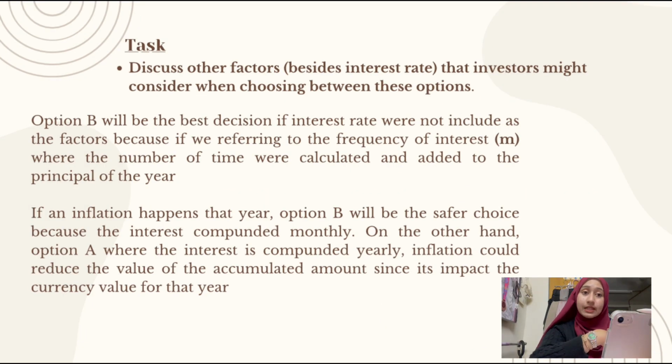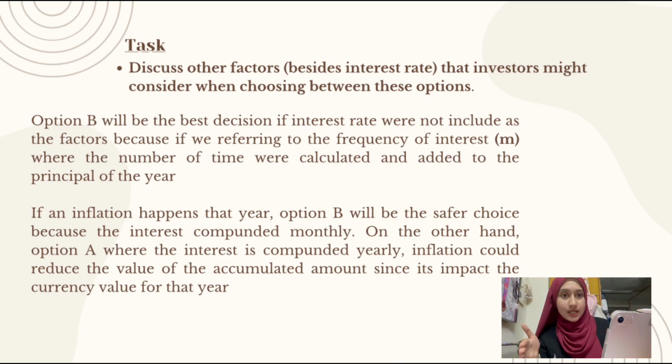This will be the last task in question 1. It discusses other factors besides interest rate that an investor might consider when choosing between these two options. Besides interest rate, of course, option B will be the best consideration for the investor to choose because we're referring to the frequency of conversion, which is M, the number of times it is calculated in a year. If inflation happens, we just consider option B the safer choice because the interest is compounded monthly.